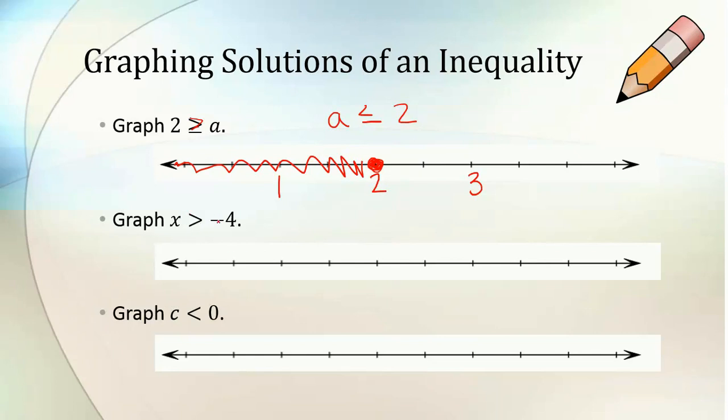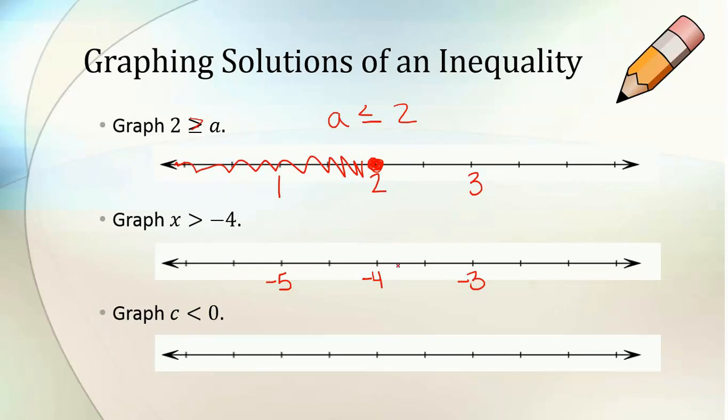X is greater than -4. So my variable's on the left. Don't have to flip-flop, but I do have -4 there. And then I've got to put my numbers around it. Well, one smaller than -4 would be -5, right? Because if I owe $4, one less than that is owing $5. But one greater than that is owing only $3. So I have labeled my line.